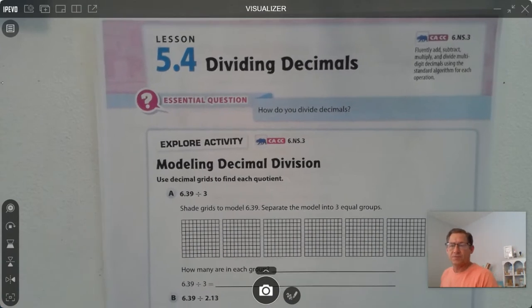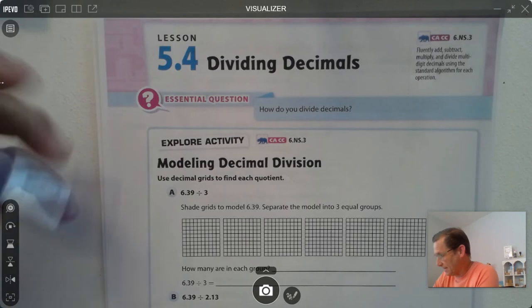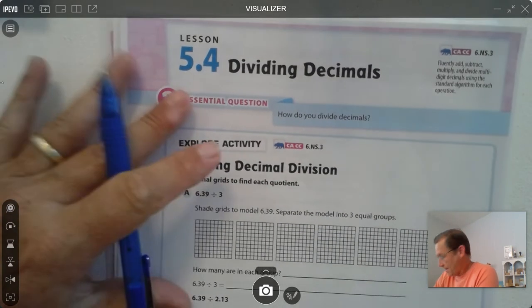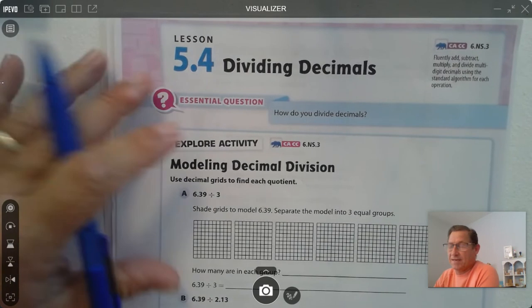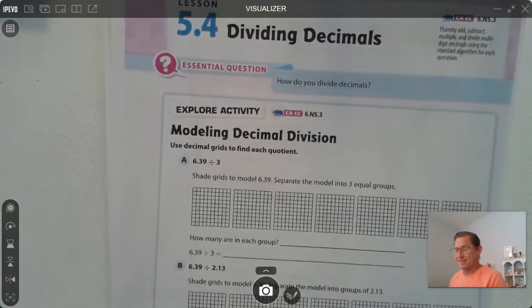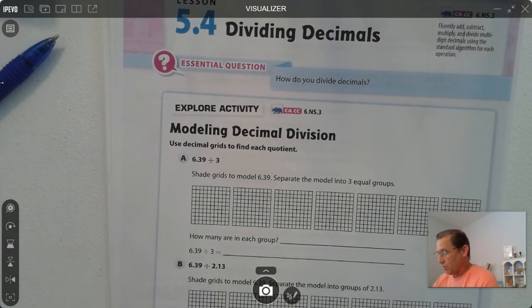Hello, everybody. So in today's lesson, we're going to work on dividing decimals in lesson 5.4. We're on page 125 of the 6th grade Go Math textbook. So let's go ahead and look at the activity for this lesson. Use decimal grids to find each quotient.